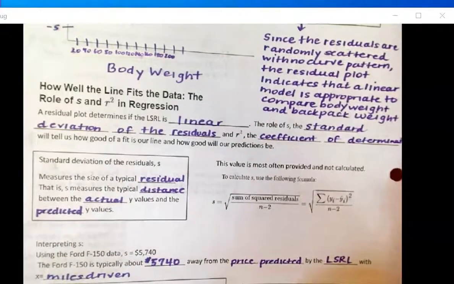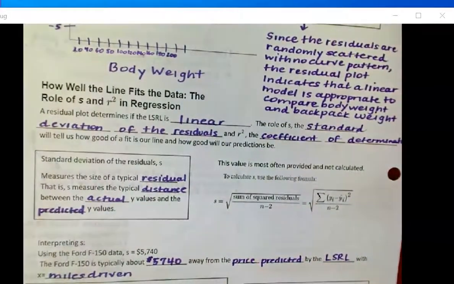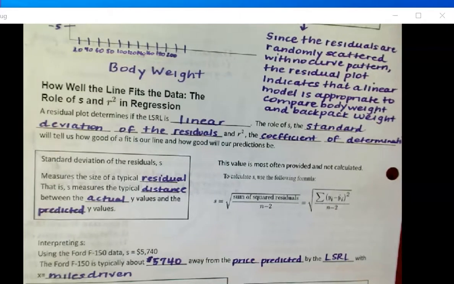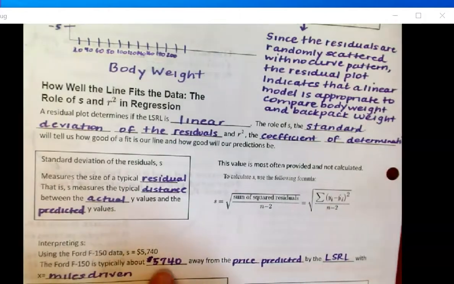So let's do an interpretation. Using the Ford F-150 data, if S is 5,740, interpret what S means. What that means is the Ford F-150 is typically about $5,740 away from the price predicted by the least squares regression line, with X being the miles driven. So that's actually the standard deviation of the residuals, okay?